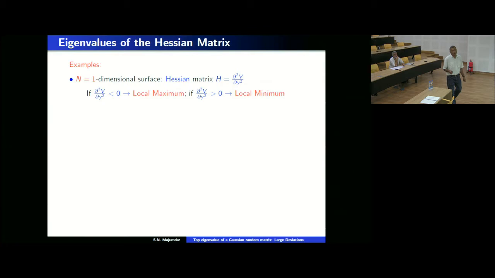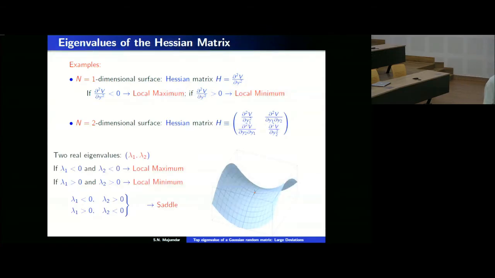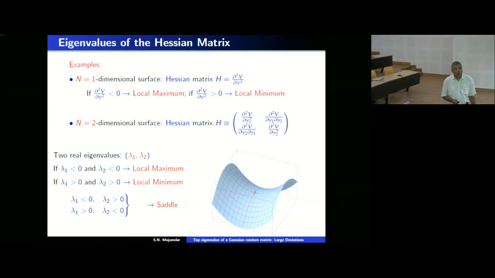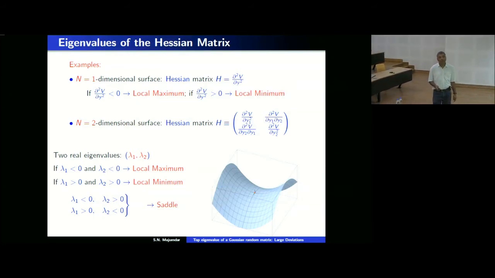If you take a two-dimensional surface, n equal to 2, the Hessian matrix is a 2-by-2 matrix. It's a real symmetric matrix, so I can diagonalize it and get two real eigenvalues. If both eigenvalues are negative, I have a local maximum in this two-dimensional space. If both are positive, I have a local minimum. And if one of them is positive and the other is negative, or vice versa, you have a saddle point like this.